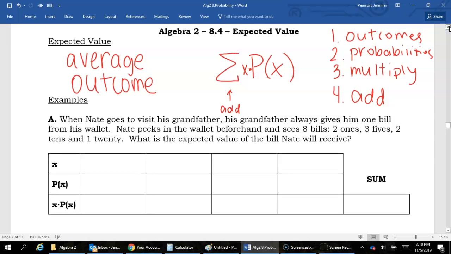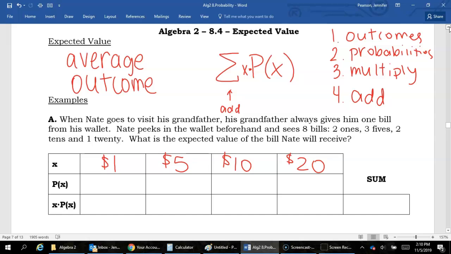So the top row is for listing our outcomes, our possibilities. The question now is, what could Nate possibly get? There are 4 options. That's why I have 4 spaces in the table. He could either get a $1 bill, a $5 bill, a $10 bill, or a $20 bill. Sadly, Nate will not be getting a 50 or 100 today.